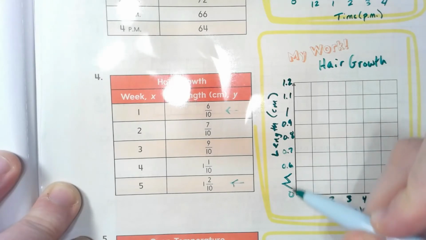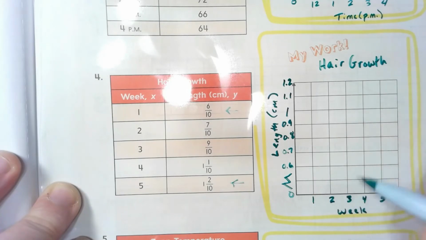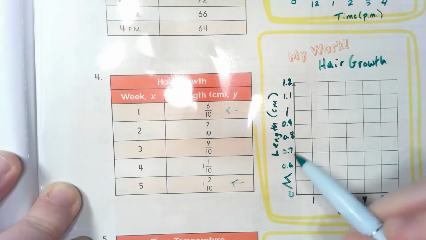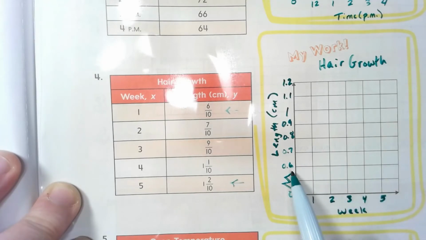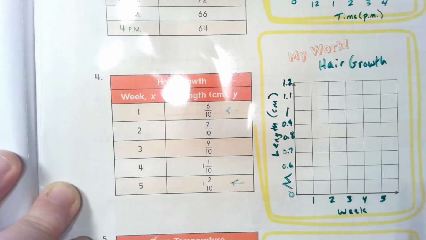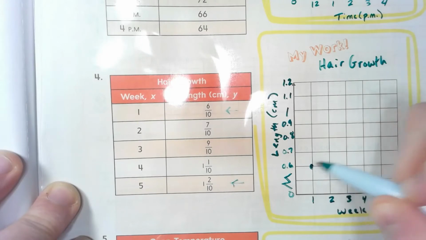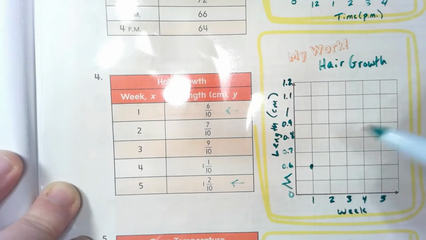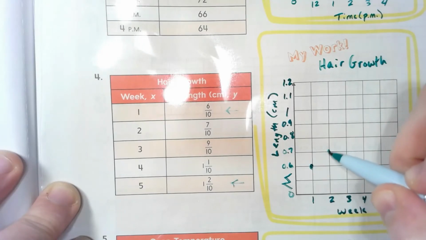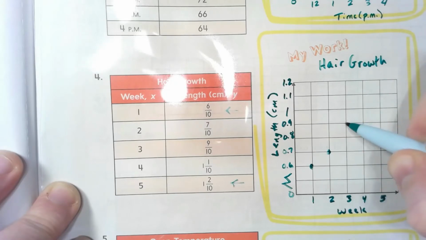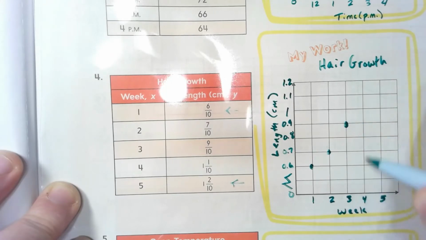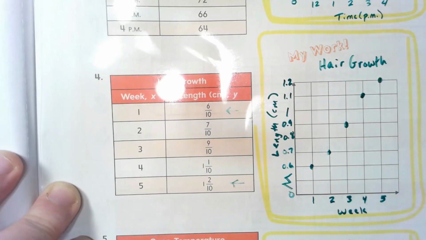So the reason that we had the break in the graph is we cut out all of the empty part right here of the data, because obviously nothing is happening. This person, whoever this is, already had their hair grown out a certain length, so there would be nothing going on in the data there. So after 1 week, their hair was 0.6 of a centimeter. After 2 weeks, 7/10. 3 weeks, 9/10. 4 weeks was 1 1/10, and 5 weeks was 1 2/10.